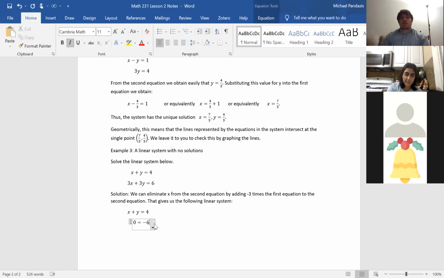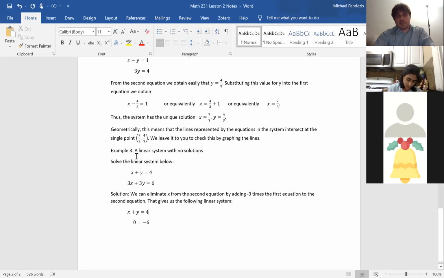Okay, so the question is, what are the solutions of this linear system? And so the answer I'm giving you, because it says a linear system with no solutions, so I've already told you there's no solutions, but can someone explain to me why there's no solutions?